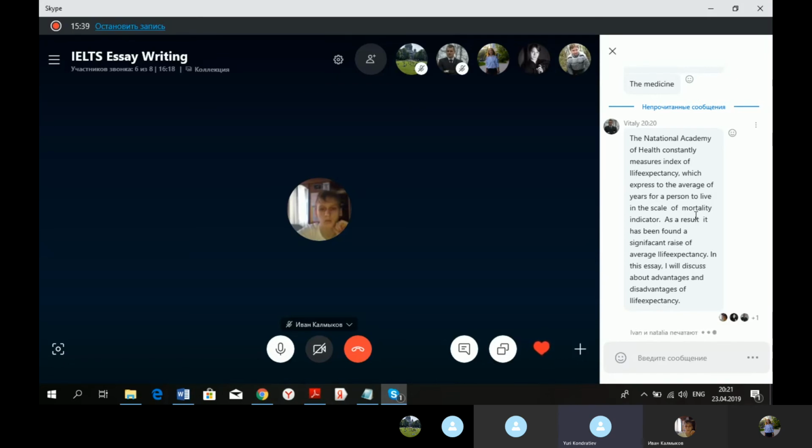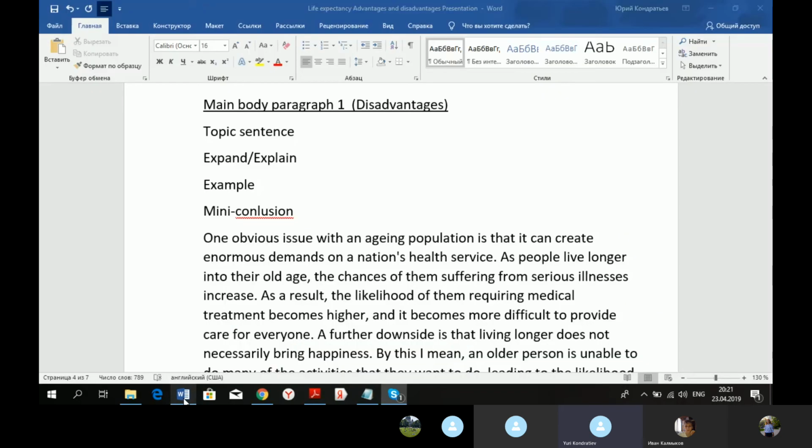In this essay, we'll discuss, without "about". I will discuss the advantages and disadvantages. Life expectancy, and three times the same spelling mistake. Try to paraphrase it by saying lifespan, for example. Okay. So, first main body paragraph.